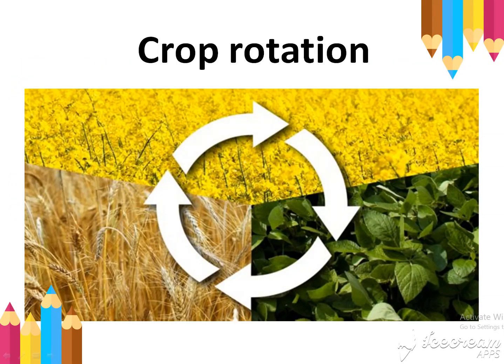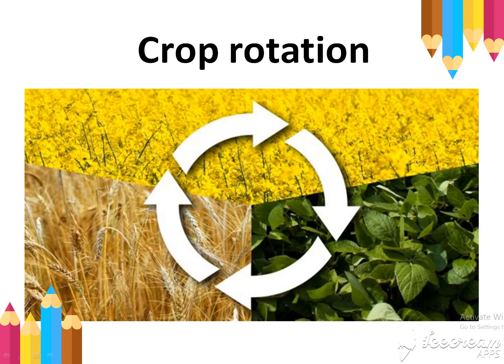Second technique is crop rotation. This is also one of the techniques used by the farmers to increase the fertility of the soil or the nutritive value of the soil. The practice of growing two or more dissimilar crops in the same field, one after the other, is called crop rotation. Dissimilar means not the same.